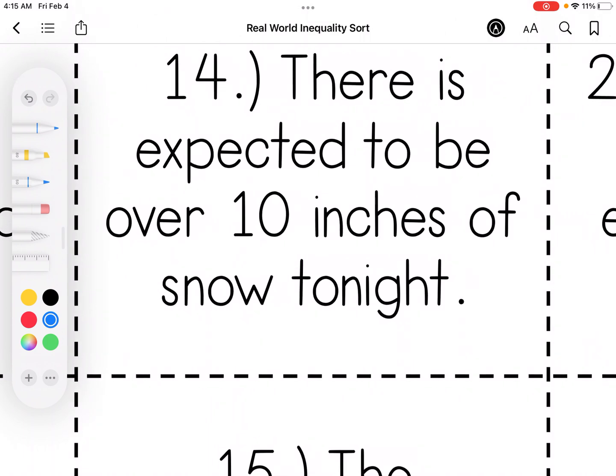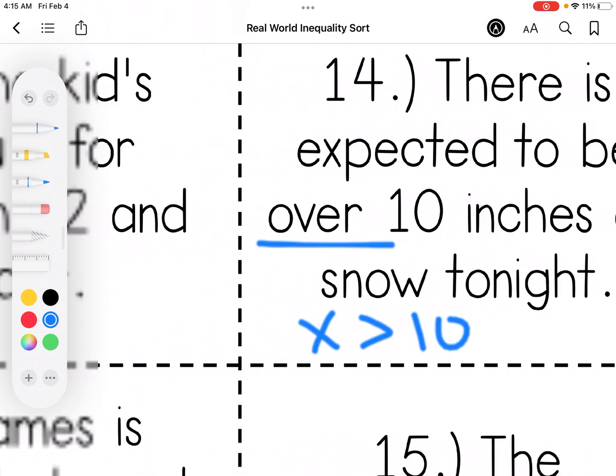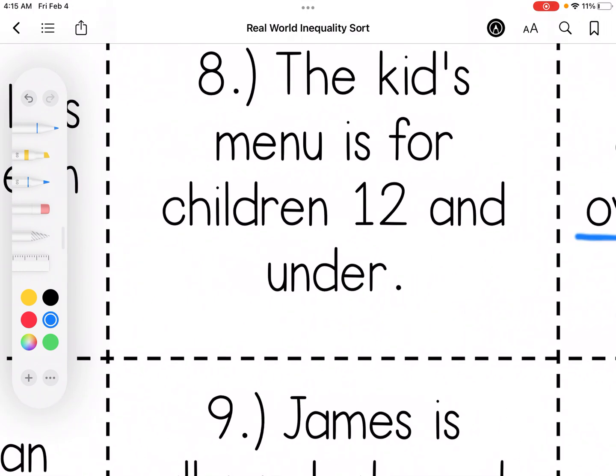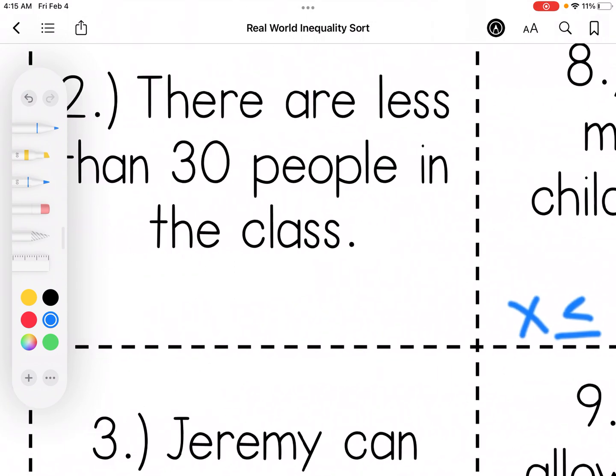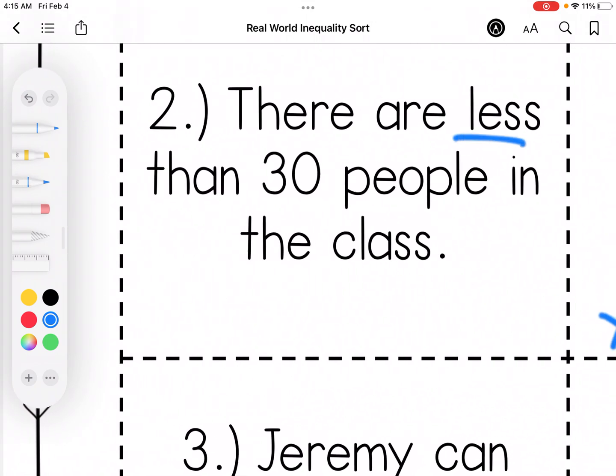Okay, it's expected to be over 10 inches. So I can't be 10 inches. I have to be over 10 inches. So X is greater than 10. The menu is for children 12 and under. So I could be 12 or I have to be under 12. So I have to be less than or equal to 12. There are less than 30 people. So there can't be equal to 30 people. It has to be straight up less than 30 people.